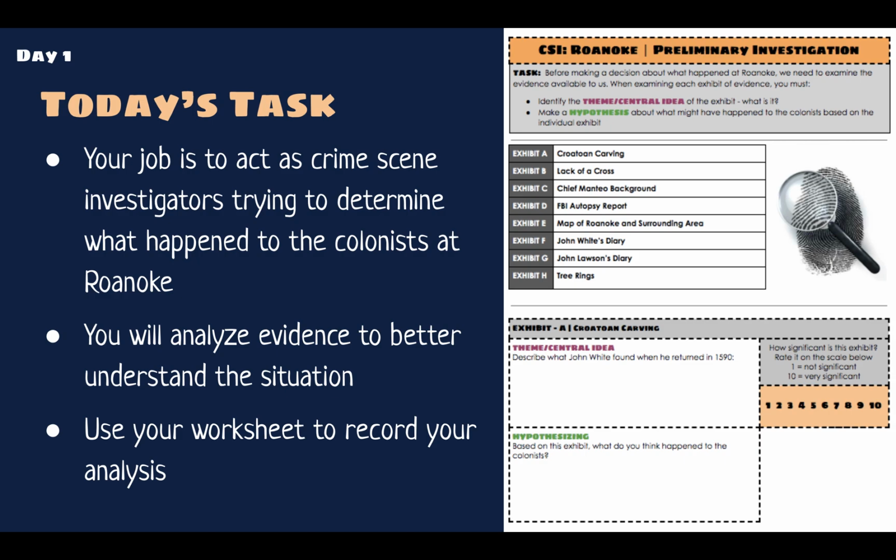Your job in this activity is to act as crime scene investigators trying to determine what happened to those colonists at Roanoke. You're going to analyze 8 different pieces of evidence to help you understand the situation a little bit better. And you're going to record your work on this worksheet, CSI Roanoke Preliminary Investigation. Your goal is to try to understand what might have happened to those colonists at Roanoke because we still don't know for sure. There are 4 main theories that you're going to try to work from, but your goal is to try to uncover exactly what you think happened to the colonists at Roanoke.